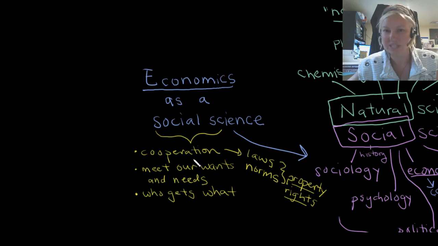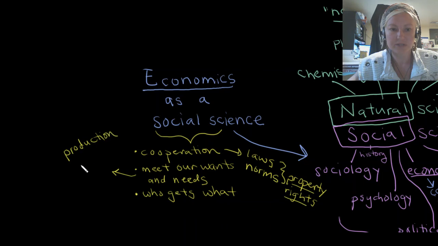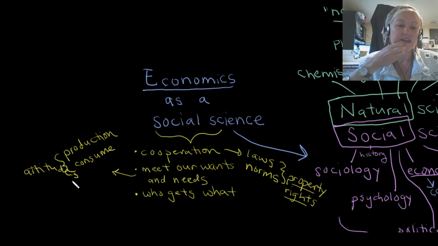It's very interesting. This is what we study. We look at this stuff. Meeting our needs and wants, we look at production, what things we make, consumption, what things we consume. We look at attitudes that affect these behaviors. And we look at, of course, distribution as far as who gets what.